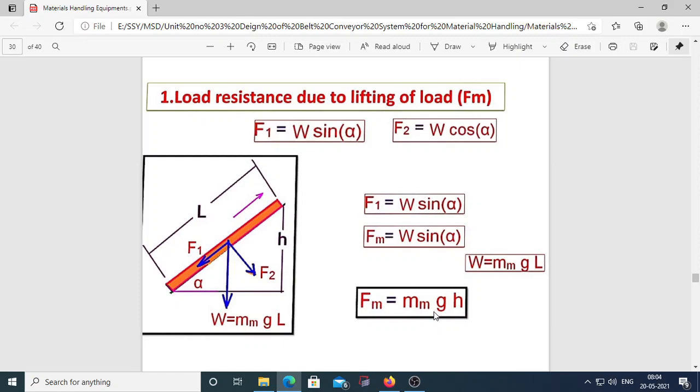All of you getting? You should remember this formula. This component is along the belt, but in the direction opposite to the belt motion. Belt motion is here and this direction is opposite to the belt motion. This component is known as the load resistance due to the lifting of the material. All of you getting? You should remember the formula, no need of the derivation.